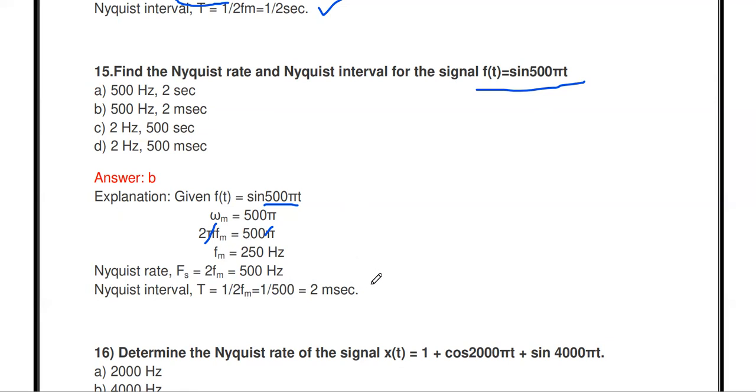If you are calculating, we will get the answer 2 millisecond. So the answer is 500 hertz, 2 millisecond. So B is the answer. Okay. So similarly, instead of sine, there may be a cosine signal given also. You just compare it with the standard cosine waveform. You just calculate the frequency, and twice the frequency is nothing but the Nyquist rate.